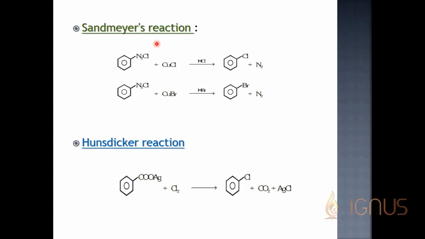Next, Sandmeyer's reaction. Here, diazonium chloride is made to react with CuCl to give chlorobenzene. Or if you treat it with CuBr, then you will be getting bromobenzene. Next, Hunsdiecker reaction. This reaction also you have studied. Silver salt of acid in presence of halogen gives alkyl halide.